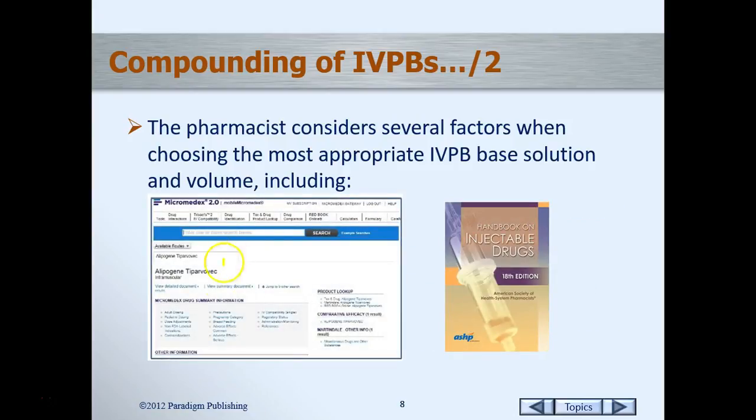So here there's an example of a Micromedex page. Micromedex is kind of our go-to in a hospital facility. It's an online resource and it's scientific. Global RPh, although it's a quick go-to, is not necessarily a truly verified resource. The other resource is your Trissel's Handbook on Injectable Drugs.